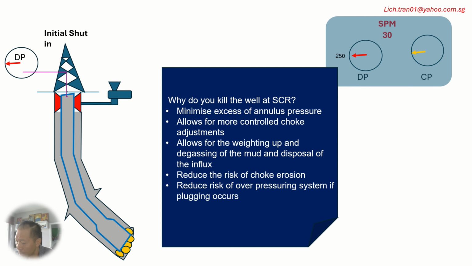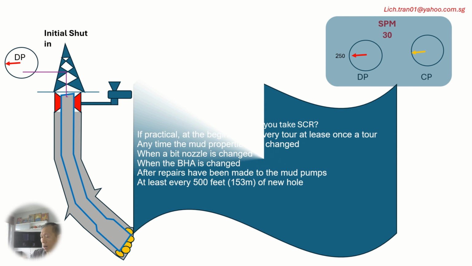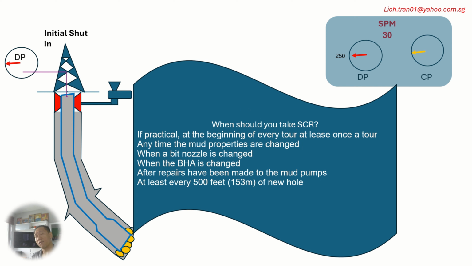And how often do we take SCR? Practically, we try to do it at the beginning of every shift, every tour. At any time the mud properties are changed. When we change the bit nozzles, when the BHA configuration changes, after we repair mud pumps, and at least every 500 feet of new hole made.